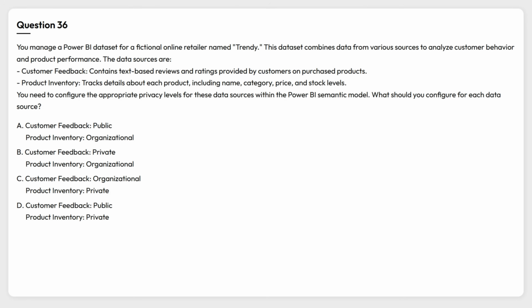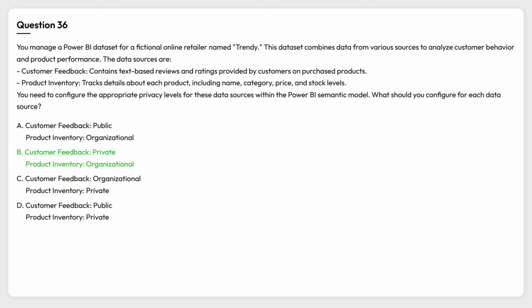Option B, customer feedback, private. Product inventory, organizational. Option C, customer feedback, organizational. Product inventory, private. Option D, customer feedback, public. Product inventory, private.